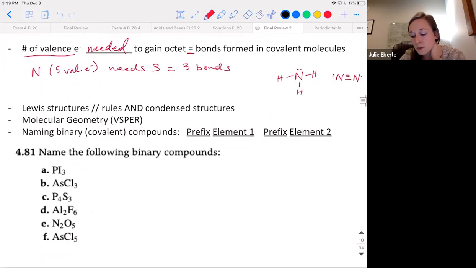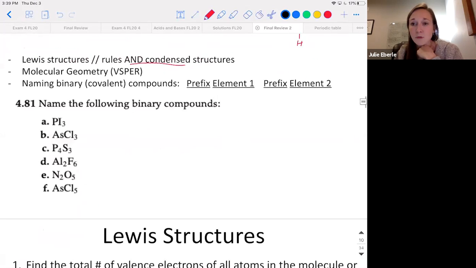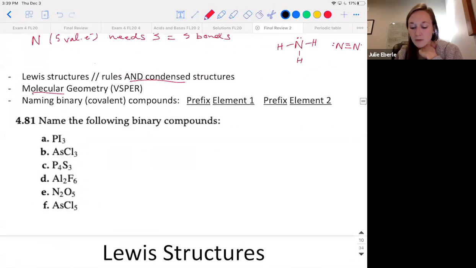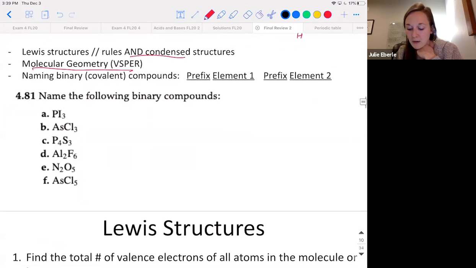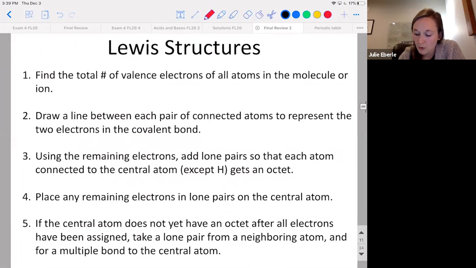Okay, Lewis structures and condensed structures. We're just going to focus on Lewis structures, but we did a whole lab with condensed structures as well on Mastering Chemistry. So make sure you feel okay with condensed structures. I'm going to remind you of the rules for Lewis structures, and then we're going to look at molecular geometry. I'm going to try to briefly hit how we name binary compounds and polarity, and we'll see if we get all that done today. All right, the rules for Lewis structures.